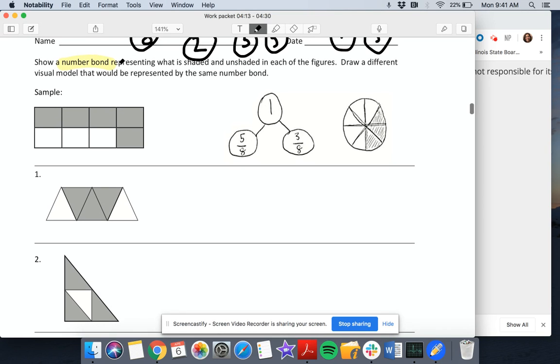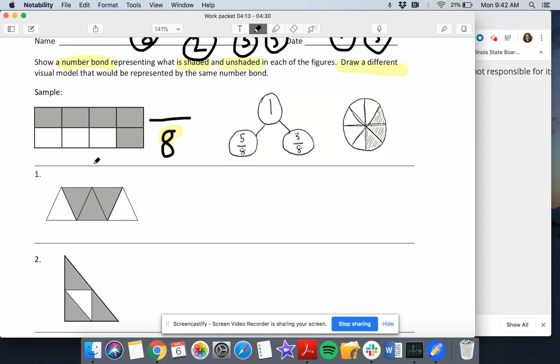It asked, show a number bond representing what is shaded versus what is unshaded in each figure. And then you also have an option to draw a different visual model that would represent the same number bond. So for the sample that they already did, the first thing they did was count the number of boxes in here. 1, 2, 3, 4, 5, 6, 7, 8. So 8 total boxes. So we know that 8 will be our denominator. Okay, 8 is our denominator because 8 is the total.